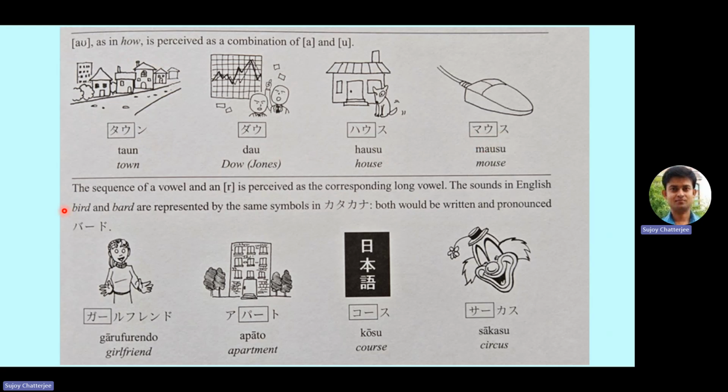The sequence of a vowel and an r is perceived as the corresponding long vowel. The sounds in English bird and bard are represented by the same symbols in katakana. Both would be written and pronounced as baado.